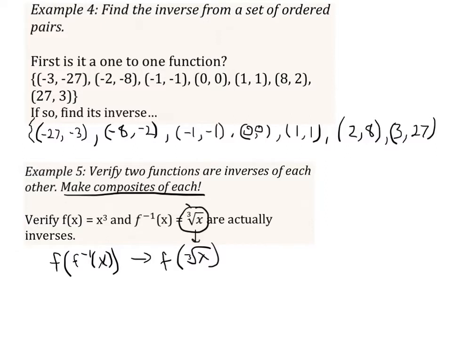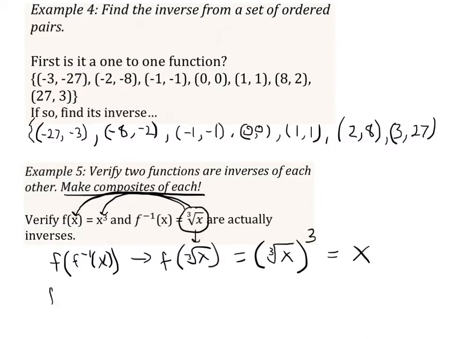So I'm plugging it into where I see x. So I'm going to do the same thing here. So that's going to equal something cubed. Well, the something that's cubed is my inverse function, cube root of x. And what do I get out of that? Well, I get x out.